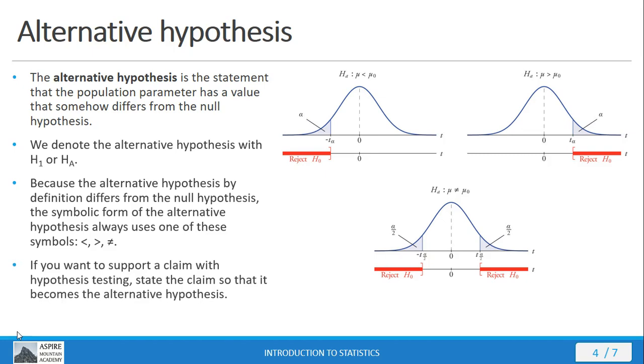So typically what we find is that the claim that we're making becomes the alternative hypothesis. That's not always exactly true. There are exceptions, and we'll get to those momentarily. But as a general rule, you're going to take the claim and turn it into your alternative hypothesis.